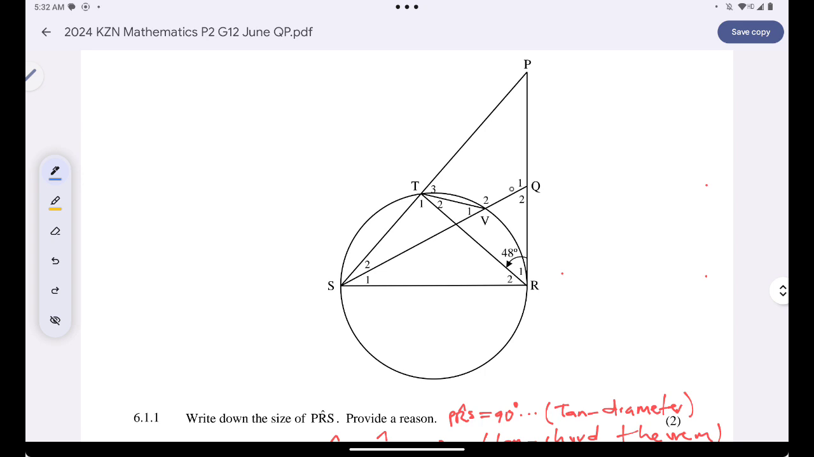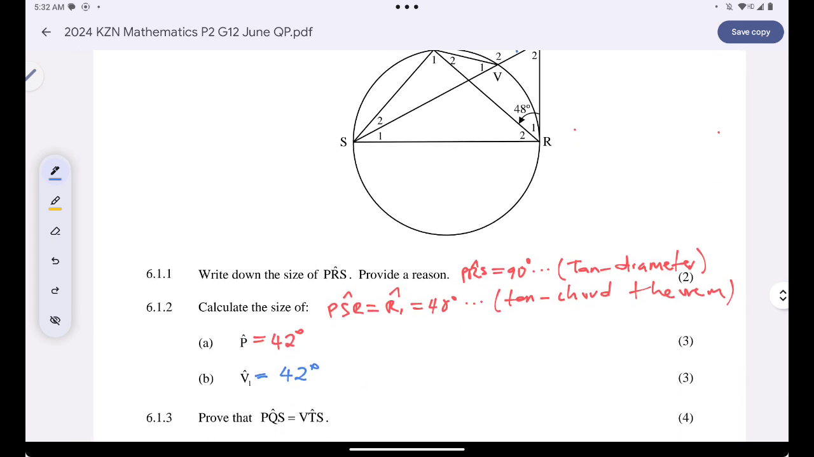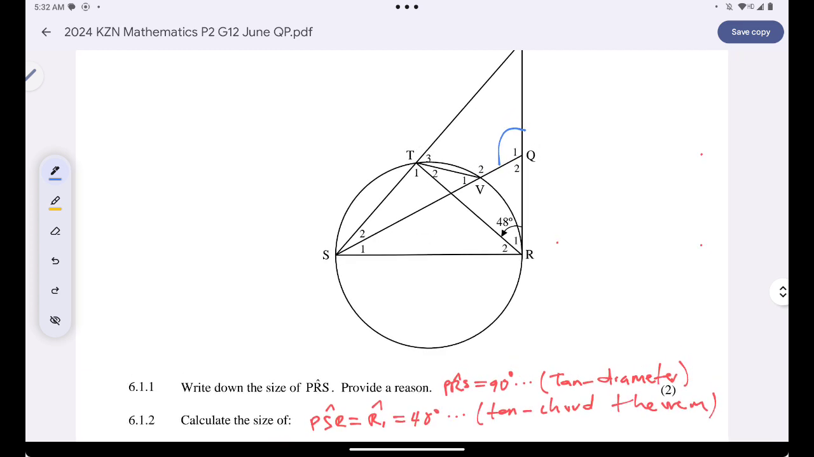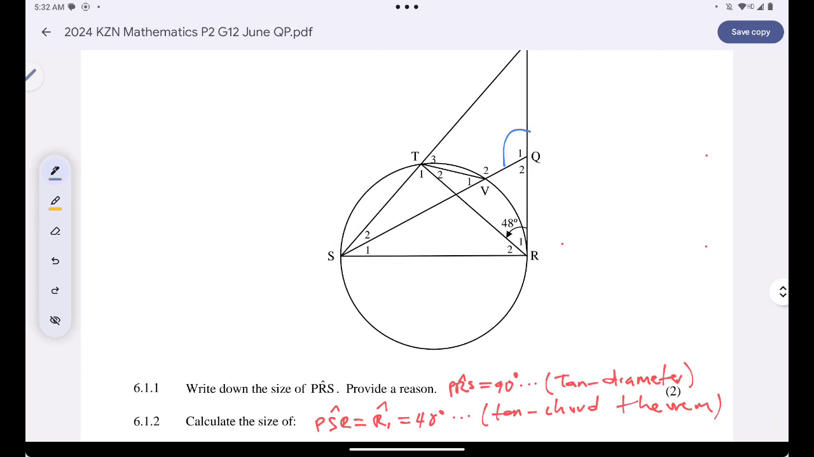I'm supposed to show that Q1 is equal to VTS. Okay, this one here. VTS is this angle. Yeah, VTS is that angle.